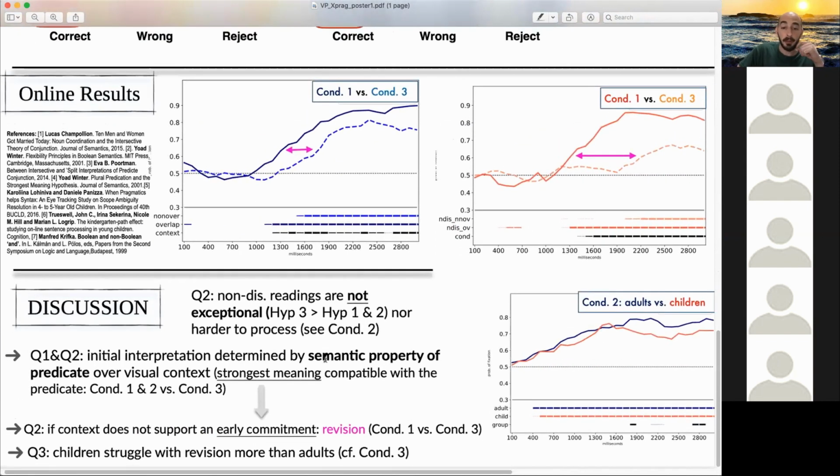And the initial interpretation is determined by the semantic property of the predicate, over the visual context. So it is the strongest meaning hypothesis. If the strongest meaning is compatible with the predicate, then you go for that. So in a way, it's a sort of a weakened version of the strongest meaning hypothesis, okay? Why? Because if the context does not support your early commitment about the strongest meaning, then you need to do a revision. And then we know that children are slower at revising their initial commitment, okay?